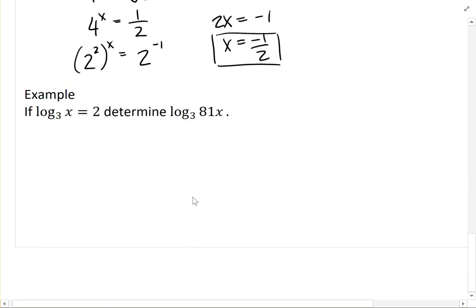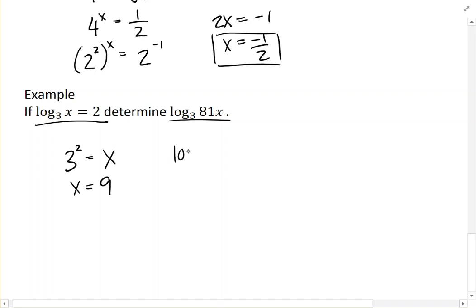So last question here. So if log base 3 of x equals 2, determine log base 3 of 81x. So first we'll need to figure out what the heck x would be. So I'm just going to rewrite this first guy in our exponential form. So we know 3 to the power of 2 equals x. We probably all know this. So that means x must equal 9.